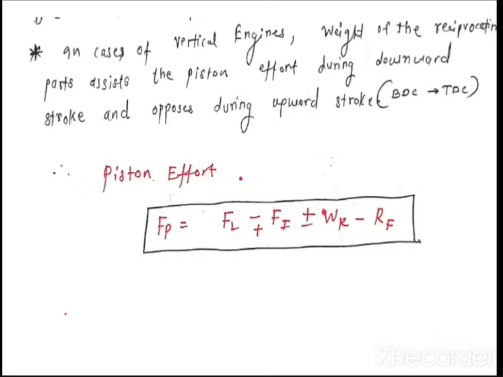रिटार्डेशनला प्लस FL आणि एक्सेलेरेशनला मायनस. ओके, आणि WR प्लस आणि मायनस कधी घेणार आणि कुठल्या केस मध्ये घेणार? वर्टिकल का हॉरिझॉन्टल? वर्टिकल. ओके, हॉरिझॉन्टलला WR किती येणार? What will be WR for horizontal? 0. येस. सो WR प्लस कधी येणार? डाउनवर्ड स्ट्रोक, आणि मायनस अपवर्ड स्ट्रोकला.